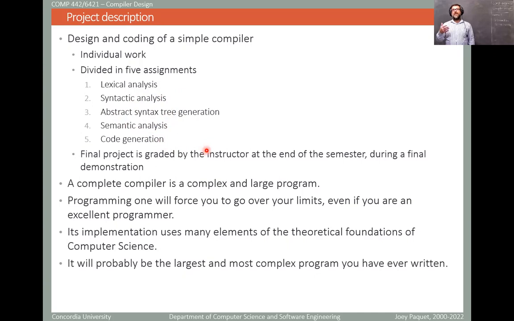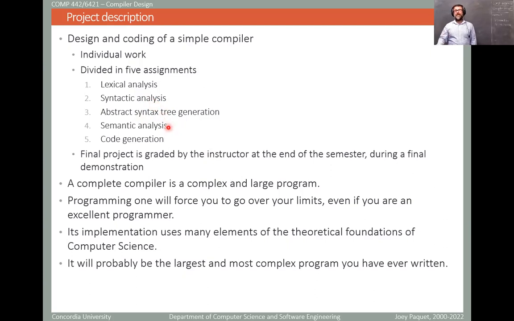So it's not the fact that, very often when you have a project in a course, the amount of work is increasing toward the end. That's not what's going to happen with this project. I would say that the most amount of work is going to be on assignment 2 and 3.